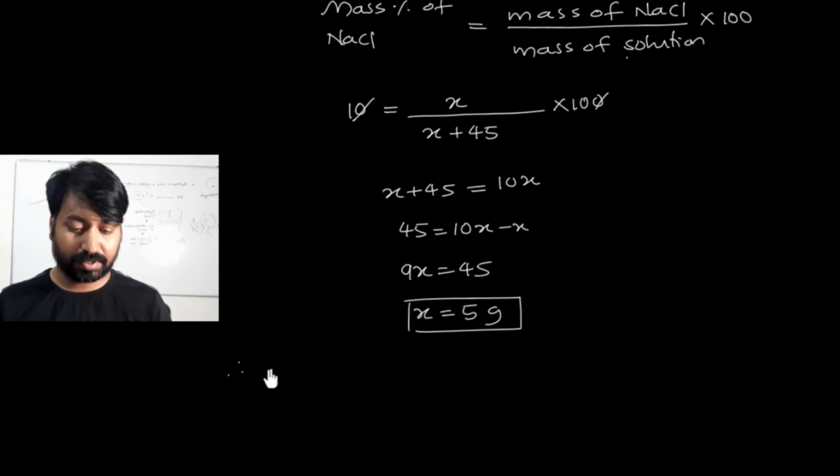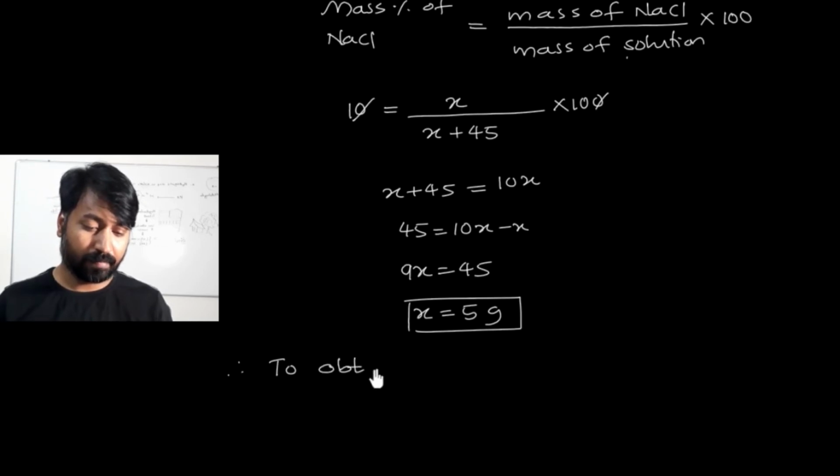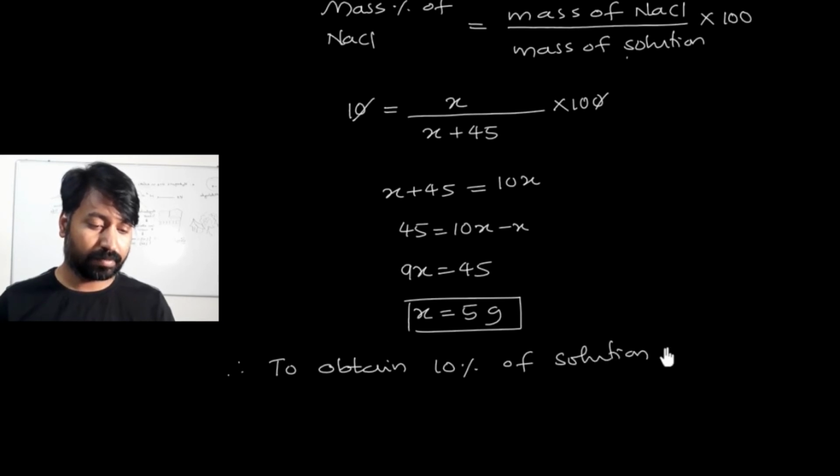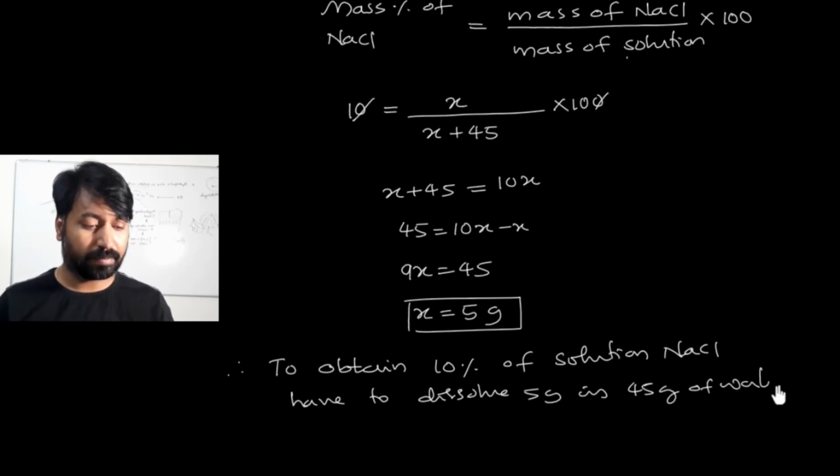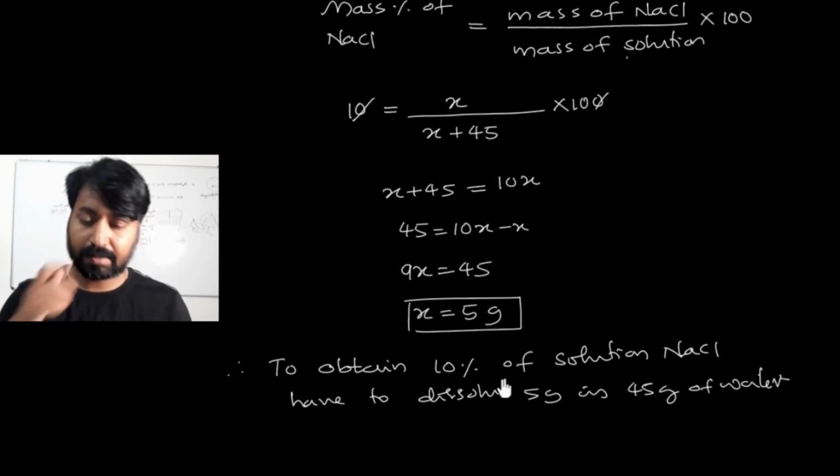Therefore we can write the conclusion here. We got the answer, 5 grams. To obtain a 10% solution of NaCl, we have to dissolve around 5 grams in 45 grams of water. Okay, this is all about the mass percentage.